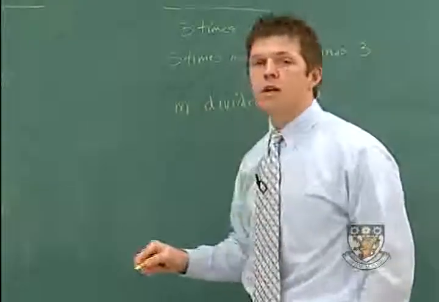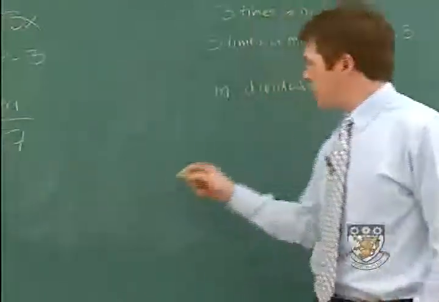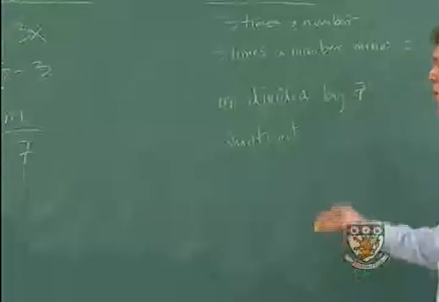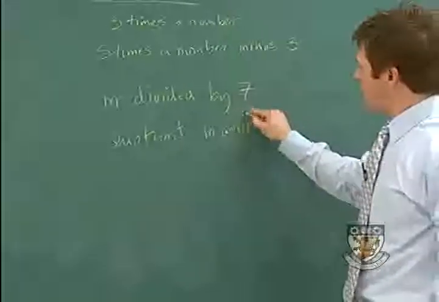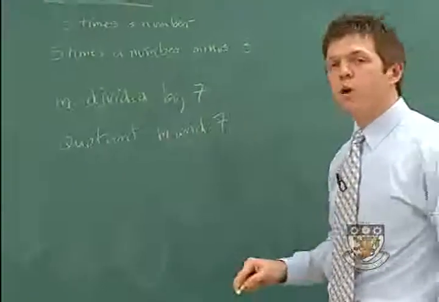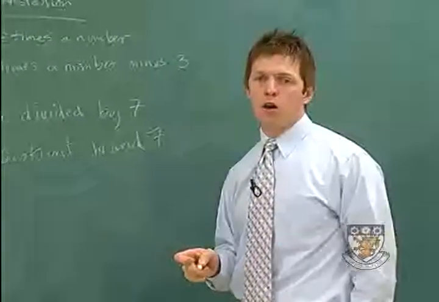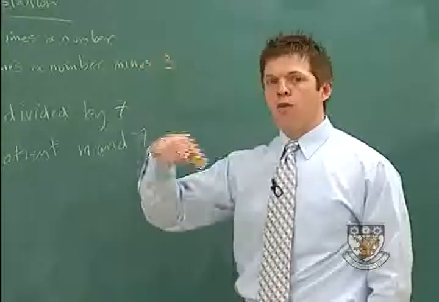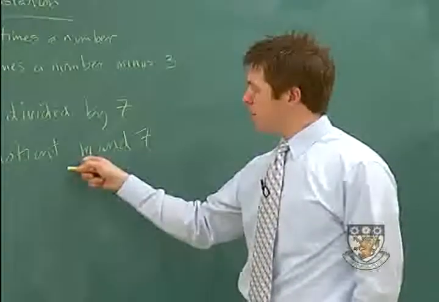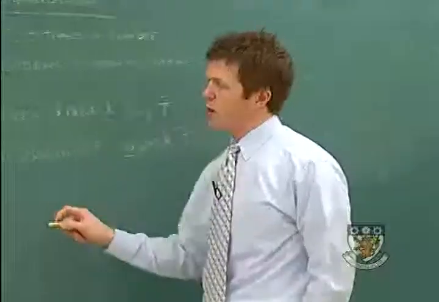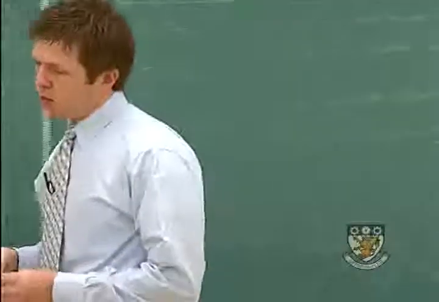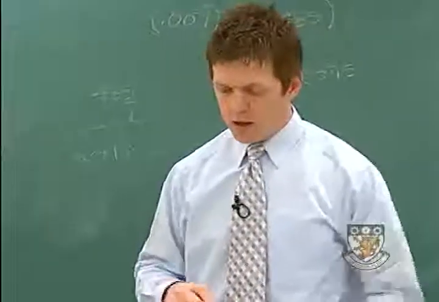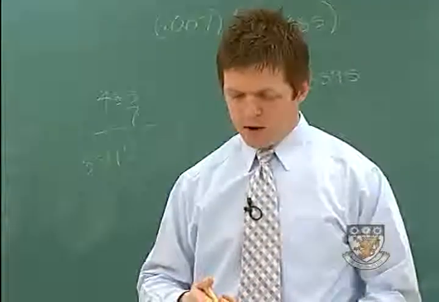It could also be written as the quotient of, and here's what I talked about earlier, it's very important, m and 7. If you were to write the quotient of 7 and m, that would be wrong, because the quotient of 7 and m would be 7 over m. Remember, whatever number or variable is first has to go into the numerator. Now let's actually do some different problems using these variables.